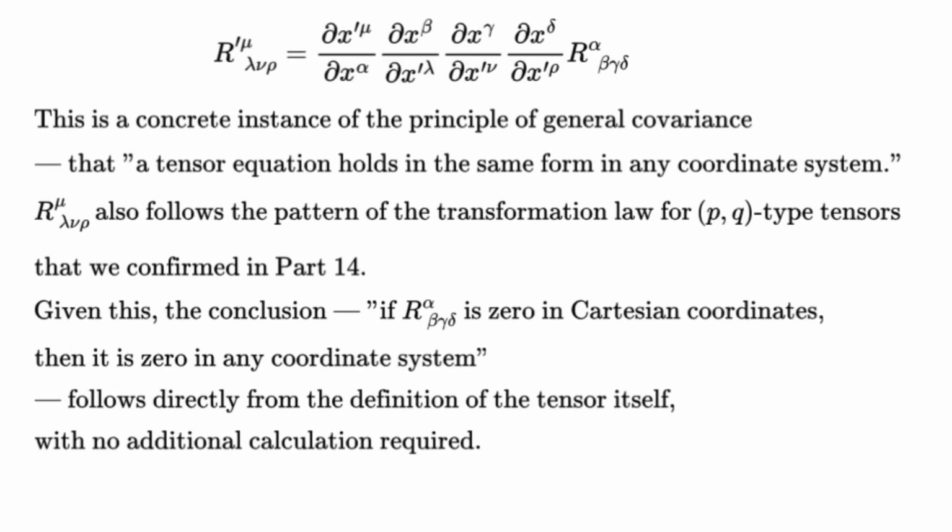This is a concrete instance of the principle of general covariance, that a tensor equation holds in the same form in any coordinate system. R^μ_{λνρ} also follows the pattern of the transformation law for (p, q) type tensors that we confirmed in Part 14. Given this, the conclusion, if R^α_{βγδ} is 0 in Cartesian coordinates, then it is 0 in any coordinate system, follows directly from the definition of the tensor itself, with no additional calculation required.